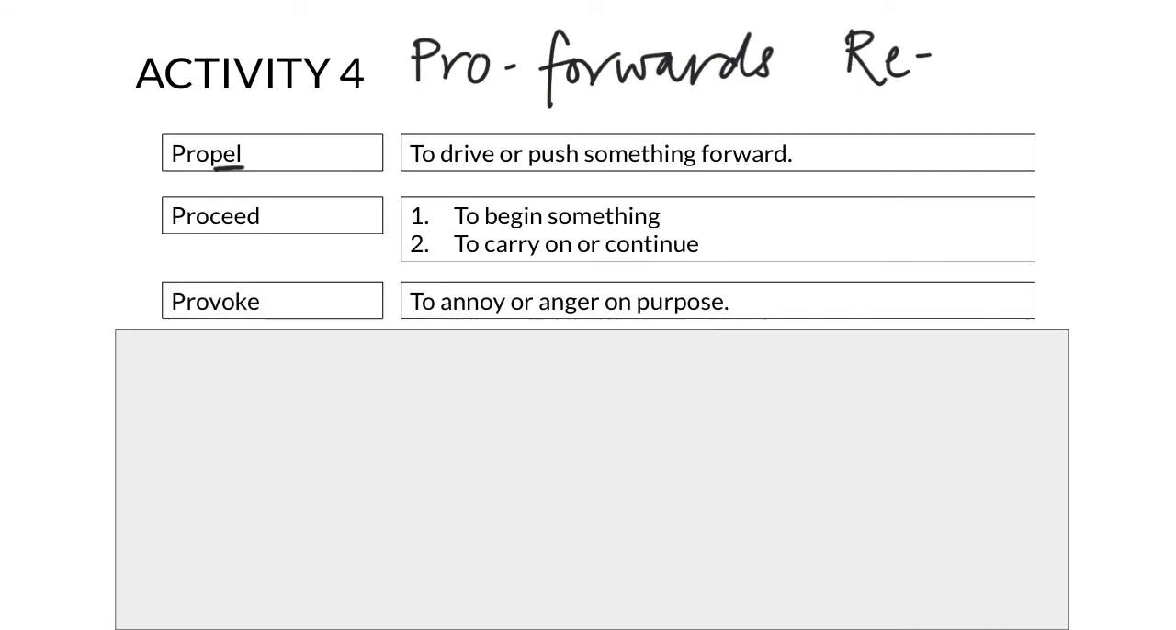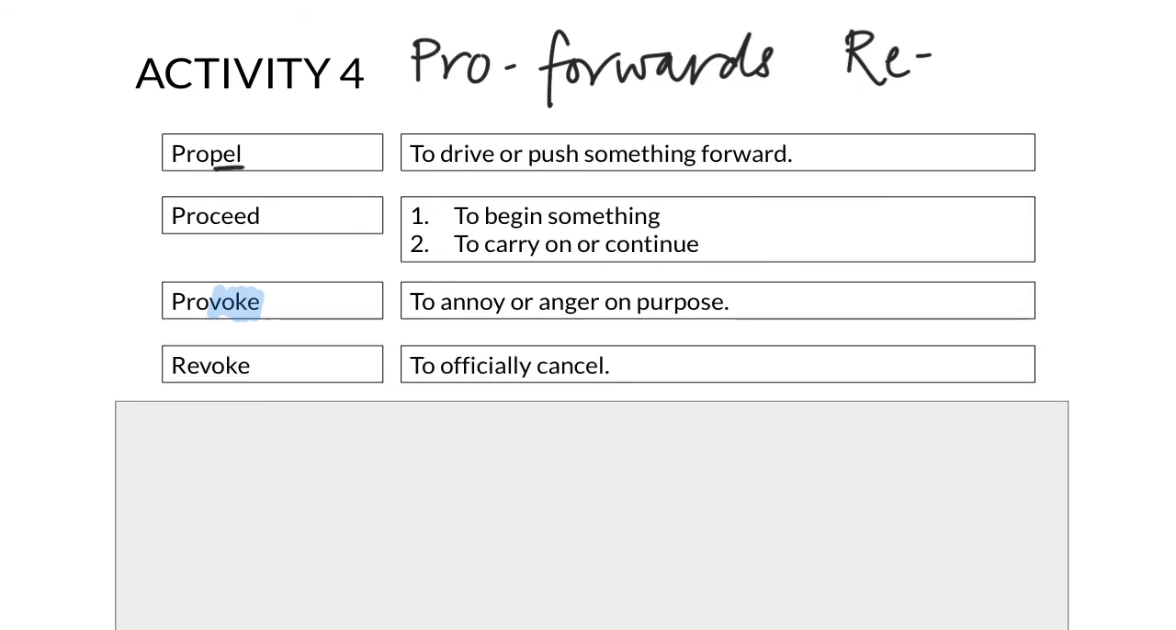Provoke. Now I promised you would have a word relating to vox, and that word is voke. The voke part of this word comes from vox, meaning voice or to call, and then pro means forward. So to provoke means to call forward. So you can think of calling forward that emotion, anger. So to provoke someone is to annoy or anger them on purpose. An example sentence might be, the horse may kick if he is provoked. So we have to try not to provoke people because we may not like the consequences.